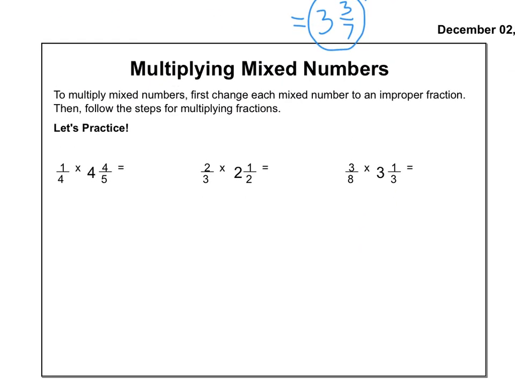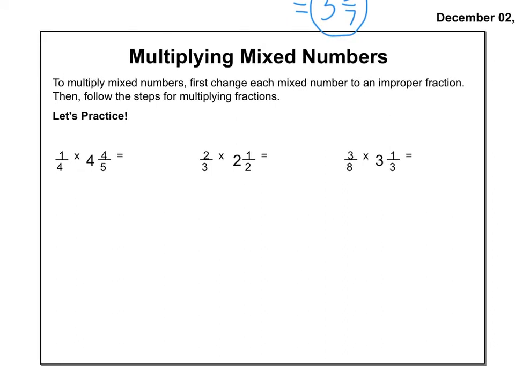Now, if we look at the next set, we have multiplying mixed numbers. To multiply mixed numbers, first, we're going to change each mixed number to an improper fraction. Then we're going to do the same steps we would for multiplying. So it's a little bit different than just multiplying fractions, because we want both of the fractions to look like actual fractions and not mixed numbers.